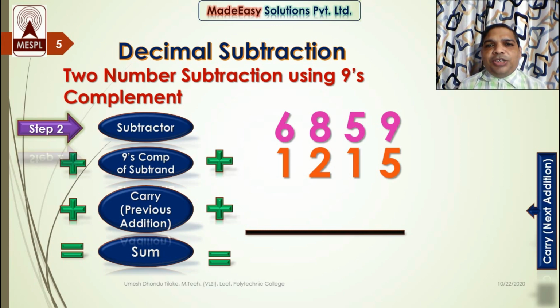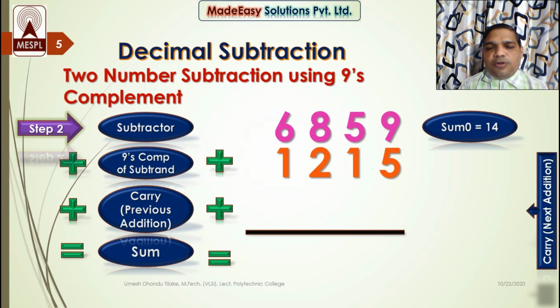Now perform the addition. We will start addition with the LSDs. That means I will add 5 with 9. So my sum 0 will be 9 plus 5 is equal to 14. Now here 4 is the sum of this addition and 1 is the carry for the next digit addition. So I will put 4 over here and 1 is the carry for the next digit addition. Now add 5 and 1 with the carry. So my next sum, that is sum 1, will be 5 plus 1 is equal to 6 and 6 plus 1 is equal to 7.